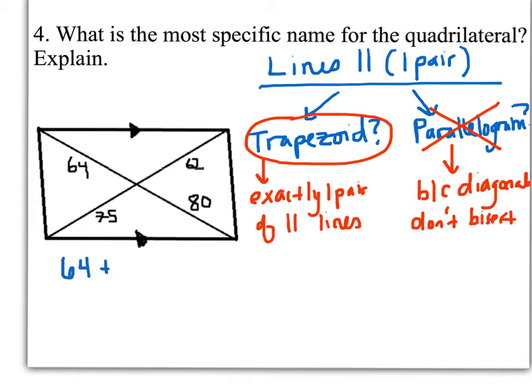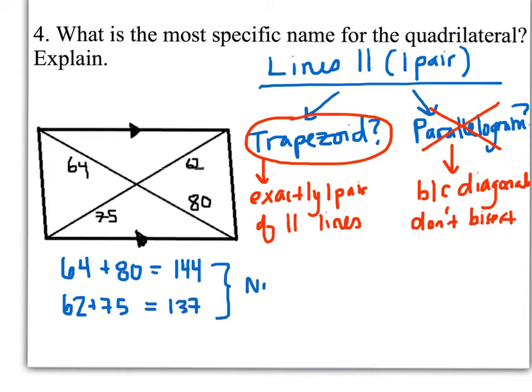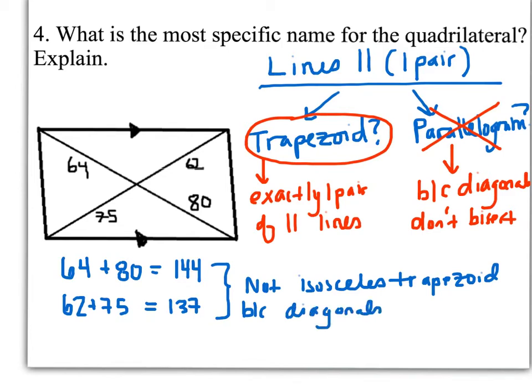So 64 plus 80 is 144. 62 plus 75 is 137. So it's not an isosceles trapezoid, because the diagonals are not congruent. So the best we can do is that this is a trapezoid.